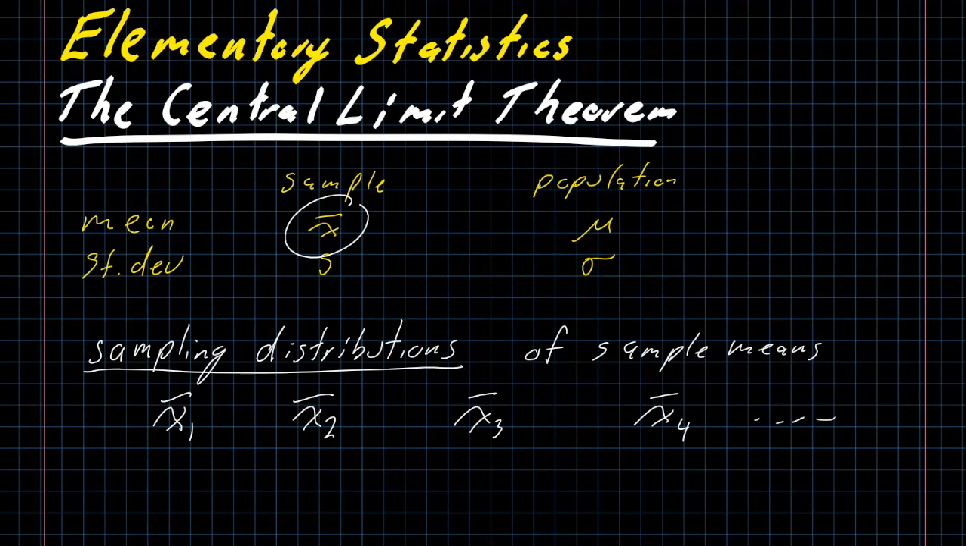These samples themselves form a distribution. So the sampling distribution of sample means is a distribution, and every member of the distribution, every element in that set, is the mean of a sample. And they are all samples of the same population.